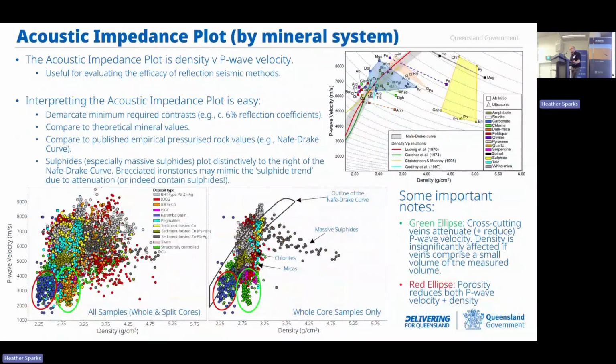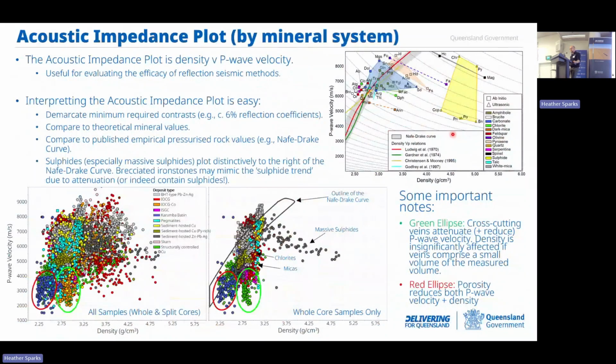The acoustic impedance plot, similarly to the Henkel plot, can tell you if there's going to be a large enough density and velocity product contrast in your lithologies of interest to be able to image interfaces using reflection seismic methods. This can be done by looking at these reflection coefficient lines plotted along here and ensuring there's at least one full width separation between your units of interest.